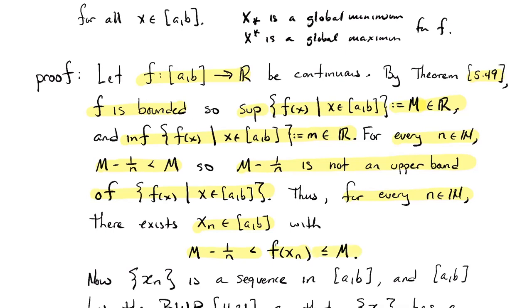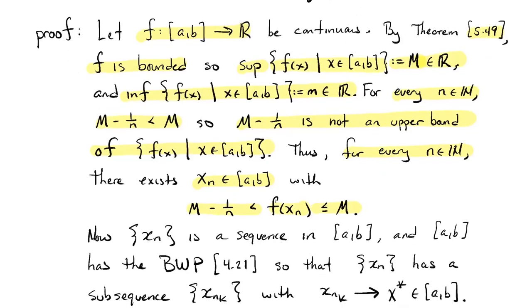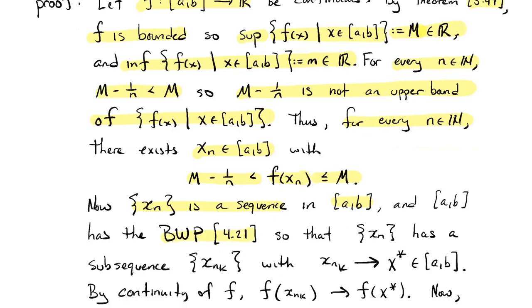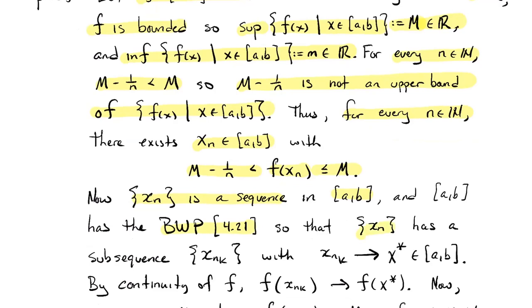Okay, so stop the video for a second and let that soak in. For every natural number, I can find an input value in this interval for which these two inequalities hold. Since I can do that for every natural number, I've built a sequence of points in this closed bounded interval a to b, this compact interval. Well, that interval has the Bolzano-Weierstrass property. 4.21 is the reference I'll cite to remind you of that. It means that the sequence x sub n has some convergent subsequence, call it x sub n sub k, and the limit of that convergent subsequence is in this interval.